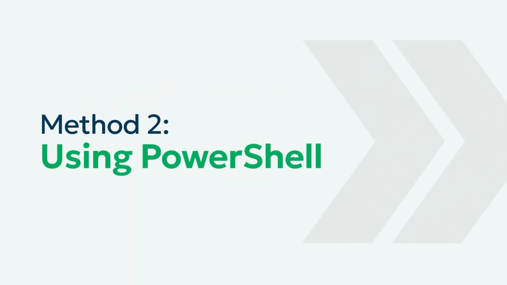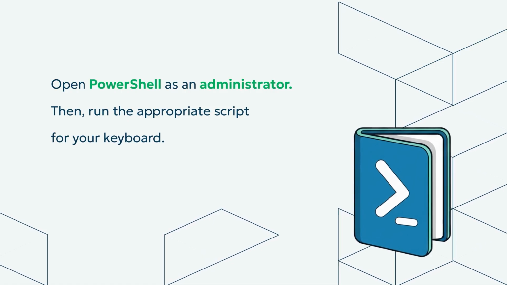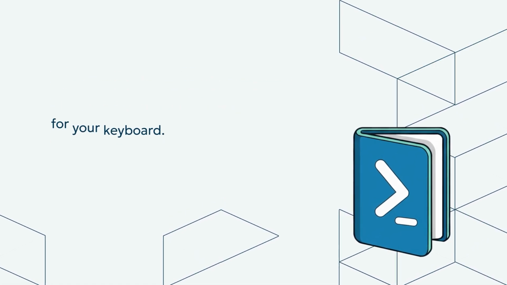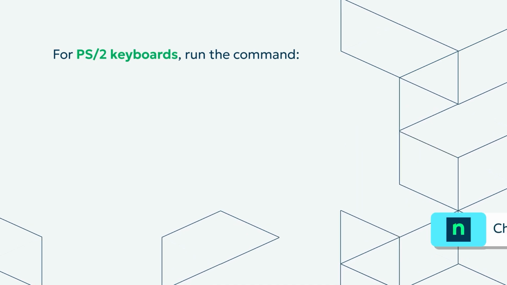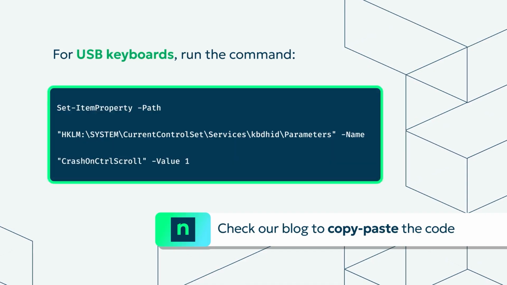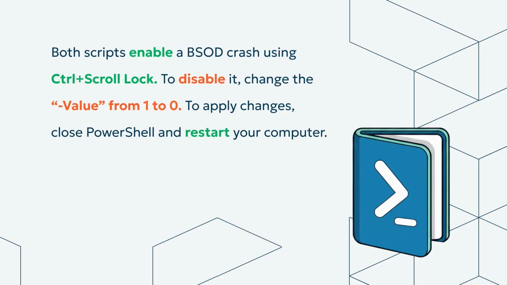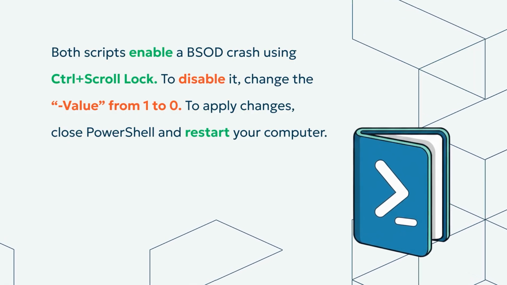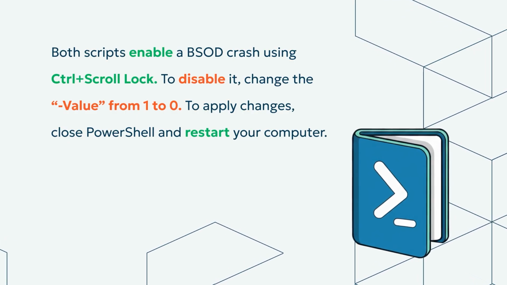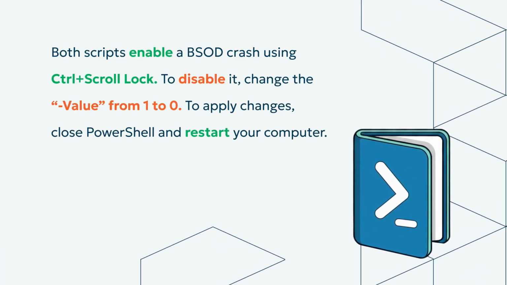Method 2: Using PowerShell. For automated deployments and remote setups, users have the option to use a PowerShell script. First, open PowerShell as an administrator. Then run the appropriate script for your keyboard. For PS2 keyboards, run the command. For USB keyboards, run the command. Both scripts enable a BSOD crash using Ctrl+Scroll Lock. To disable it, change the dash value from 1 to 0. To apply changes, close PowerShell and restart your computer.